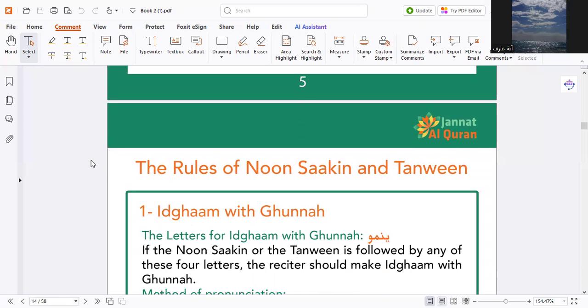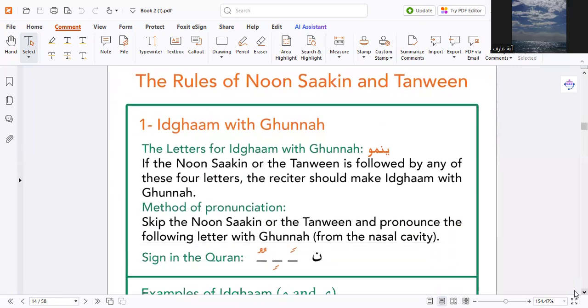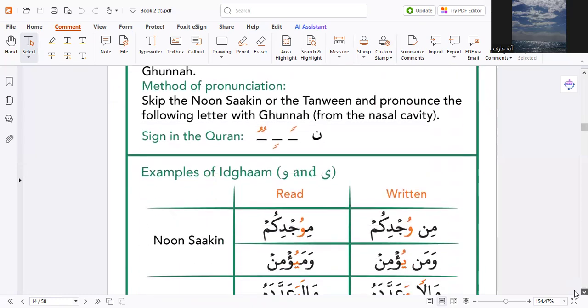So we know today that idgham is divided into two groups: idgham with ghunna and idgham without ghunna. Idgham with ghunna is for the letters yanmu. When the noon sakina or tanween is followed by any of these letters, ya, noon, mim, or wow, the tajweed rule applied here is idgham with ghunna. So let's read some examples.